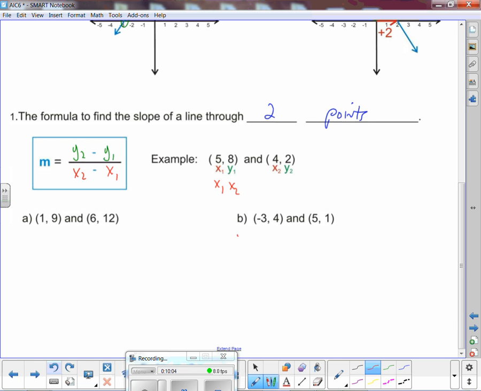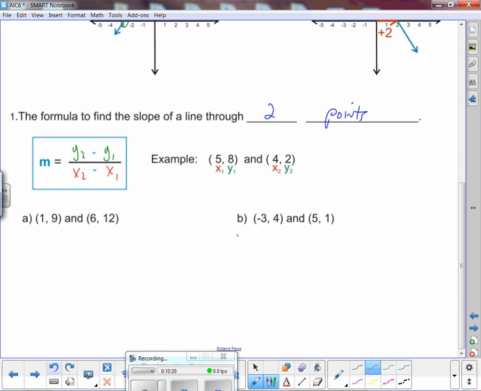Every point has an x and a y coordinate, right? So this is the x coordinate of point 1. This is the y coordinate of point 1. That's what x sub 1 means and y sub 1. X sub 1 means the x coordinate of point 1 and y sub 1 means the y coordinate of point 1. So over here we have the x coordinate of point 2 and the y coordinate of point 2.